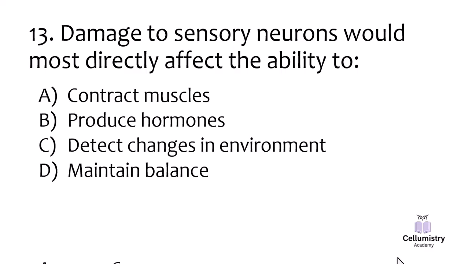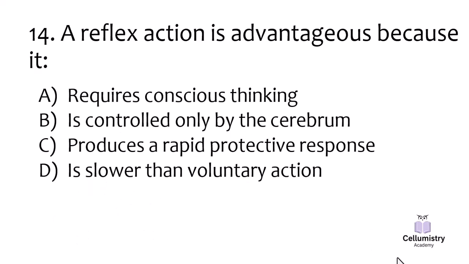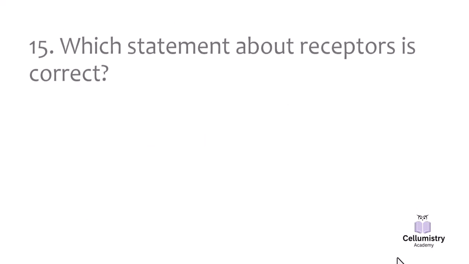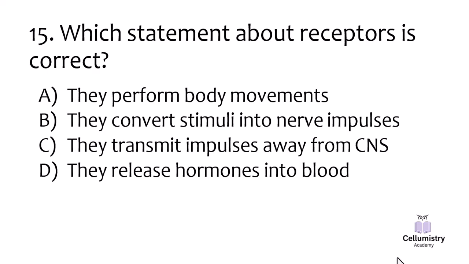Damage to sensory neurons would most directly affect the ability to. Answer is C. Detect changes in environment. A reflex action is advantageous because it. Answer is C. Produces a rapid protective response. Which statement about receptors is correct? Answer is B. They convert stimuli into nerve impulses.